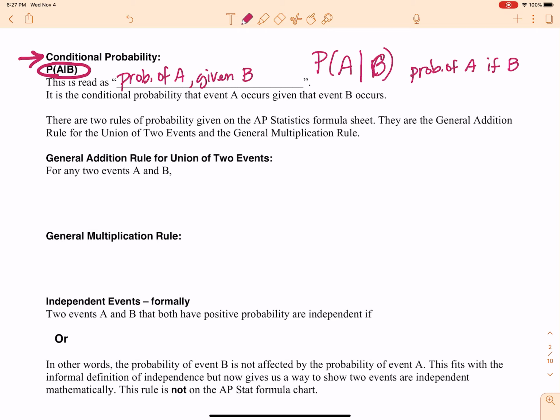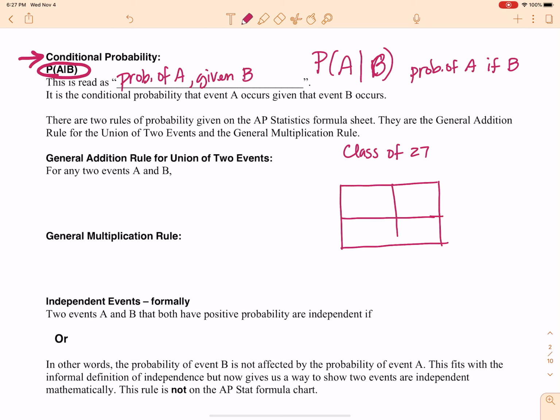So as an example, I want you to think of it this way. In general, let's say I have an AP Stat class of 27 students. And let's say that of those students, I've got a certain number of males and a certain number of females. So let's say for my males, I have a total of 12. And for the females, I have a total of 15. So there's my 27 students all accounted for.